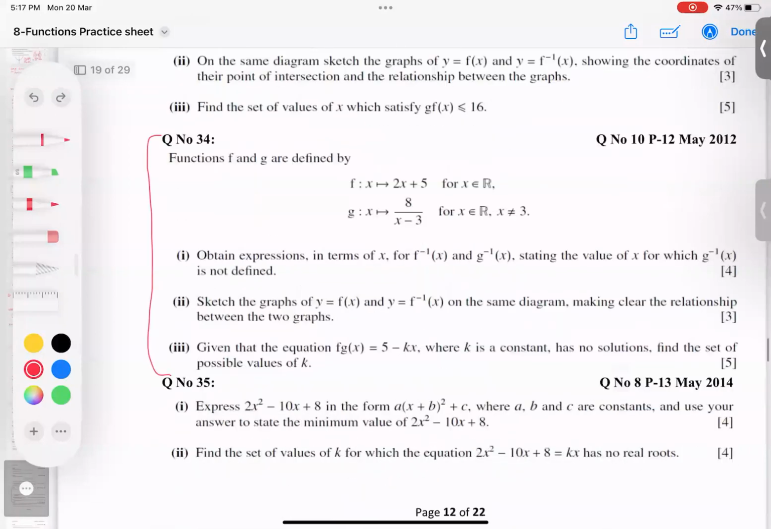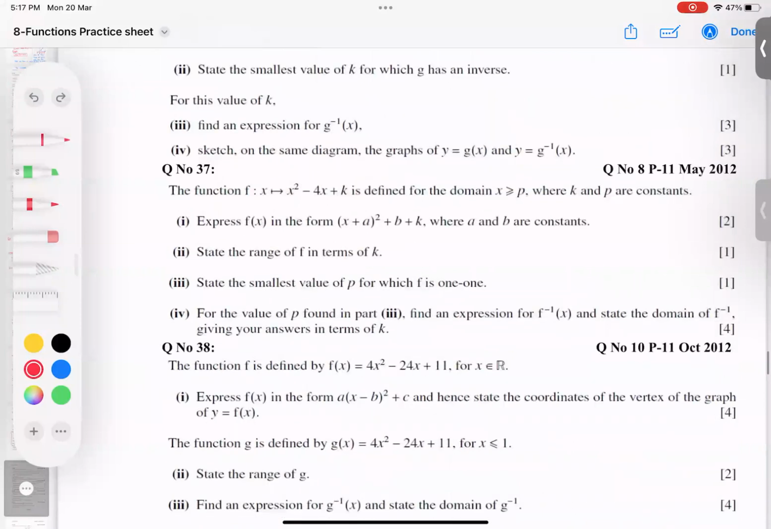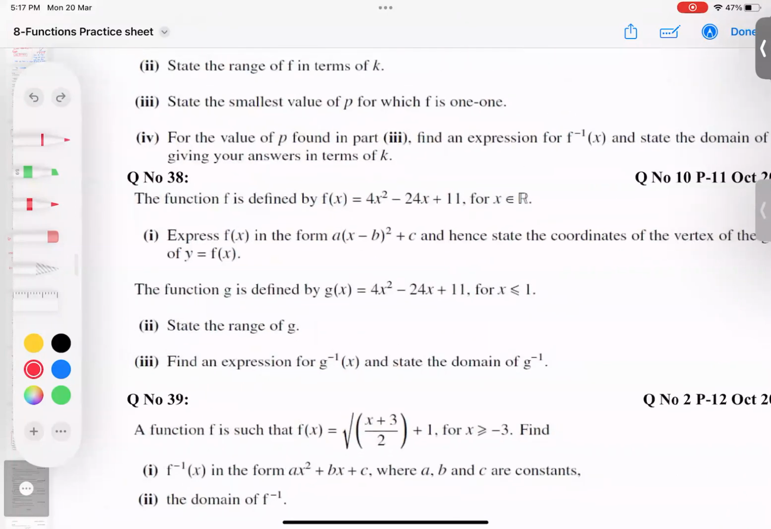Wait a minute, please, because this concept is very important. If you do not understand this, it will be very hard. I think this is a very good concept. So let's start this question.